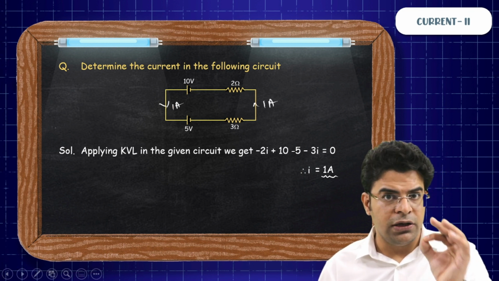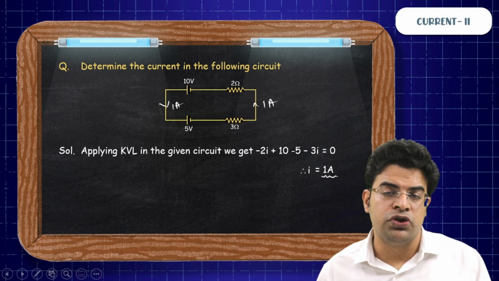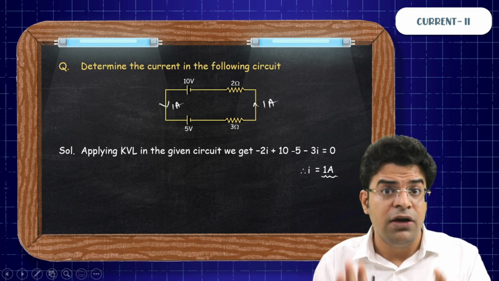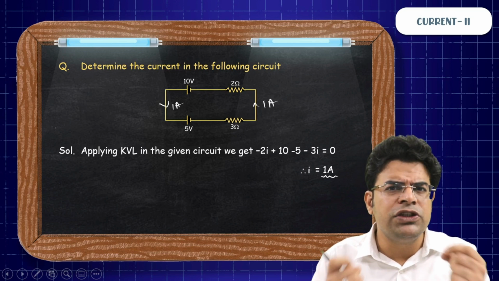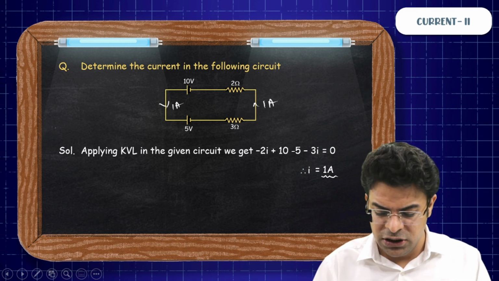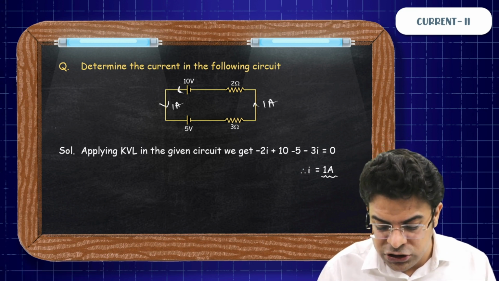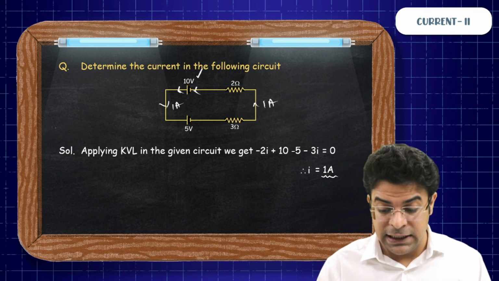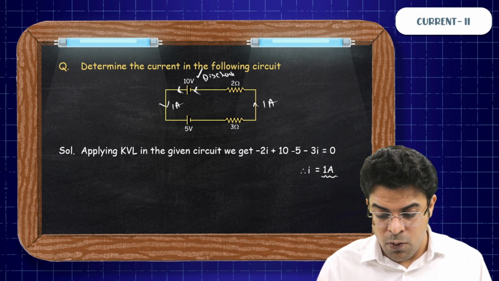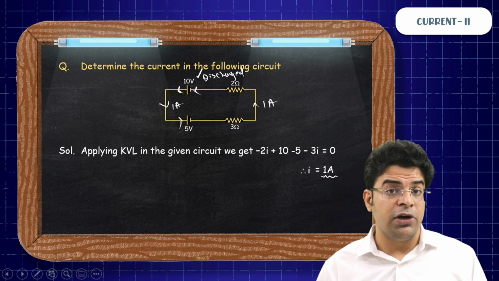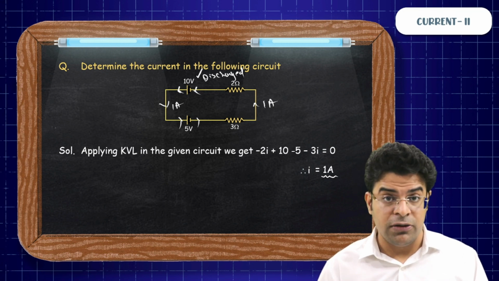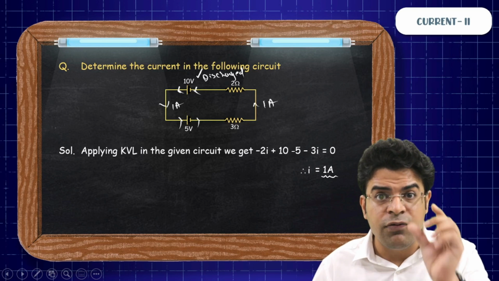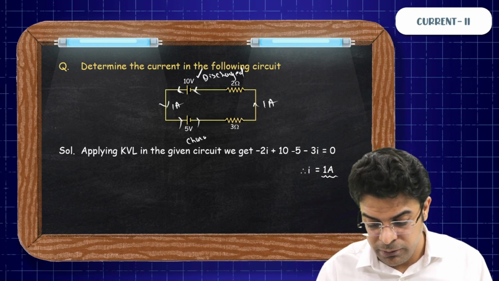I would like to tell you a little bit more about this question. They might ask you, out of these two cells, one of them is getting charged while one of them is getting discharged. So which one is getting discharged and which one is getting charged? So you will say, since the current leaves the positive terminal of the 10 volt and enters the negative terminal, the 10 volt is getting discharged, while the current enters the positive terminal of the 5 volt and exits the negative terminal, the way in which our batteries do not usually work. So the 5 volt battery is getting charged.